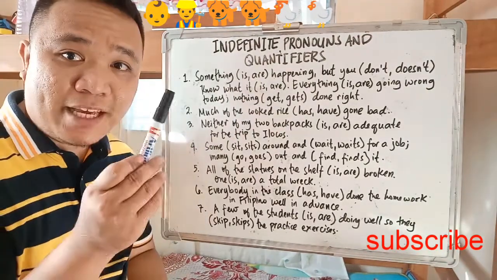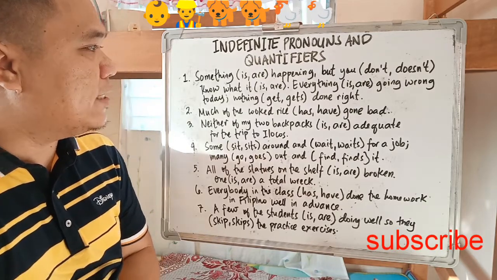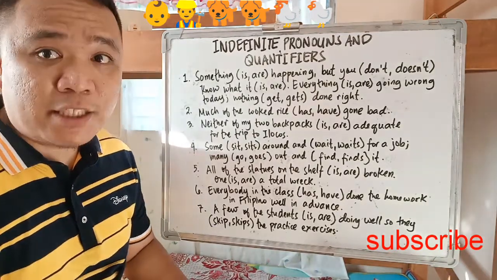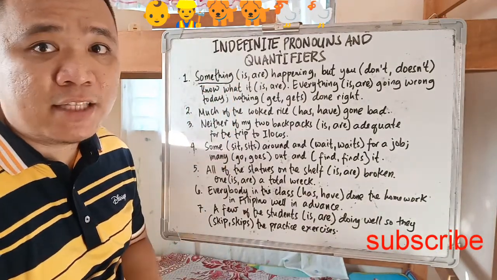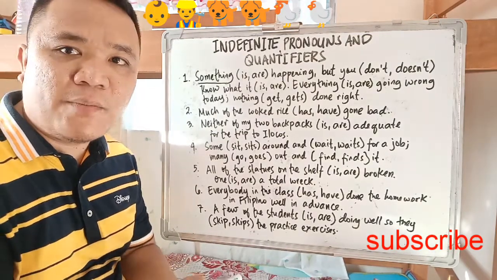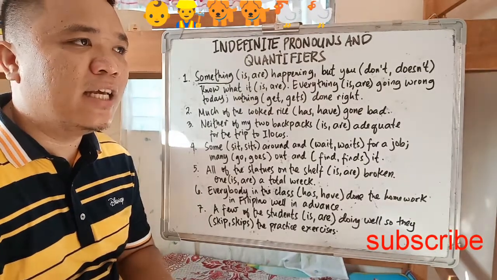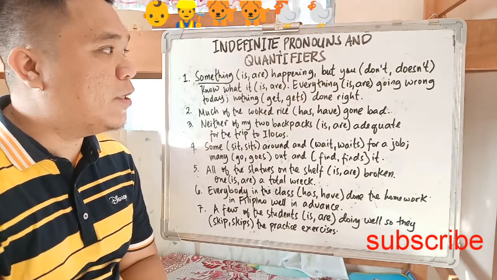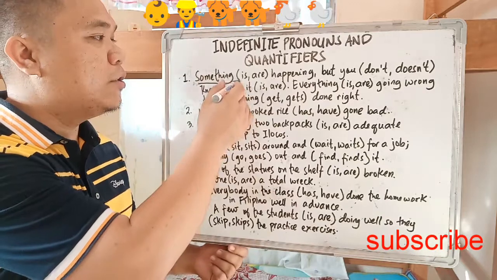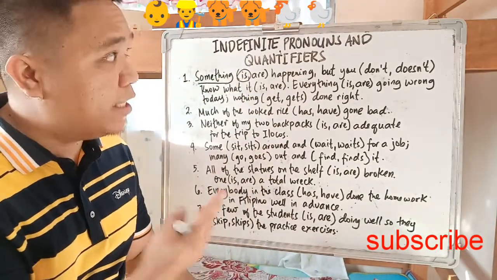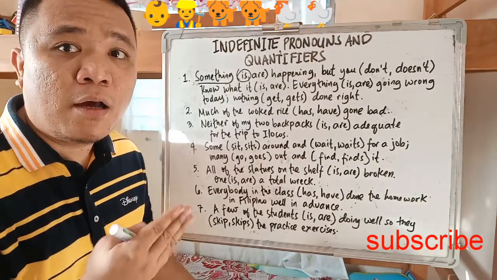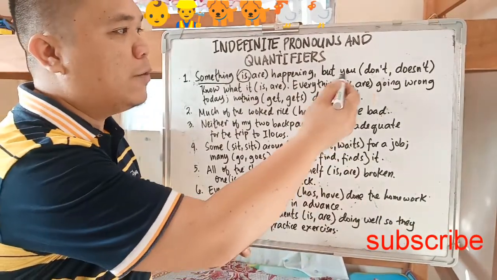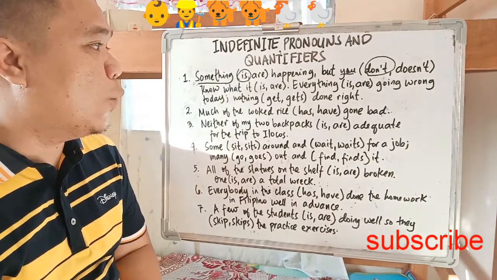Okay, let's begin. Something are happening, but you doesn't know what it is are. Everything are going wrong today. Nothing gets done right. So the subject here is something, and that is indefinite right now. We don't know exactly what that something is. That's why when somebody says something, you have to be specific. What is that something that you want to tell us? Right. So something is a singular indefinite pronoun, so it requires a singular verb, so is. But you is not part of the indefinite quantifier; it is a subject pronoun, second person, and it is plural. So you don't say you doesn't, but you say you don't.